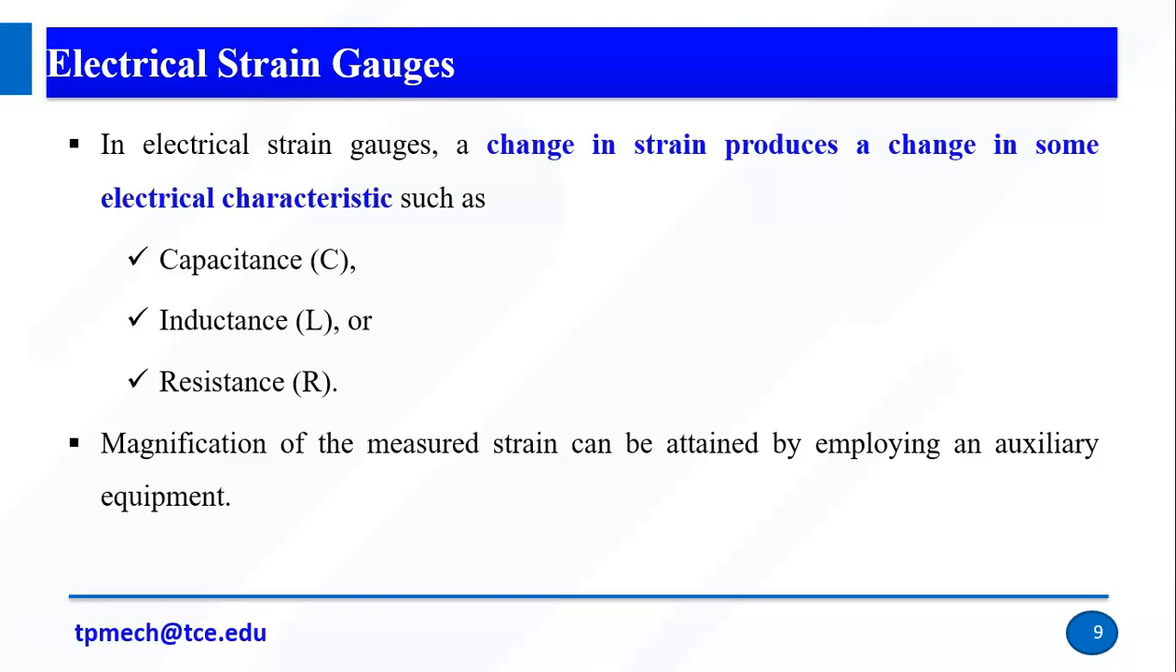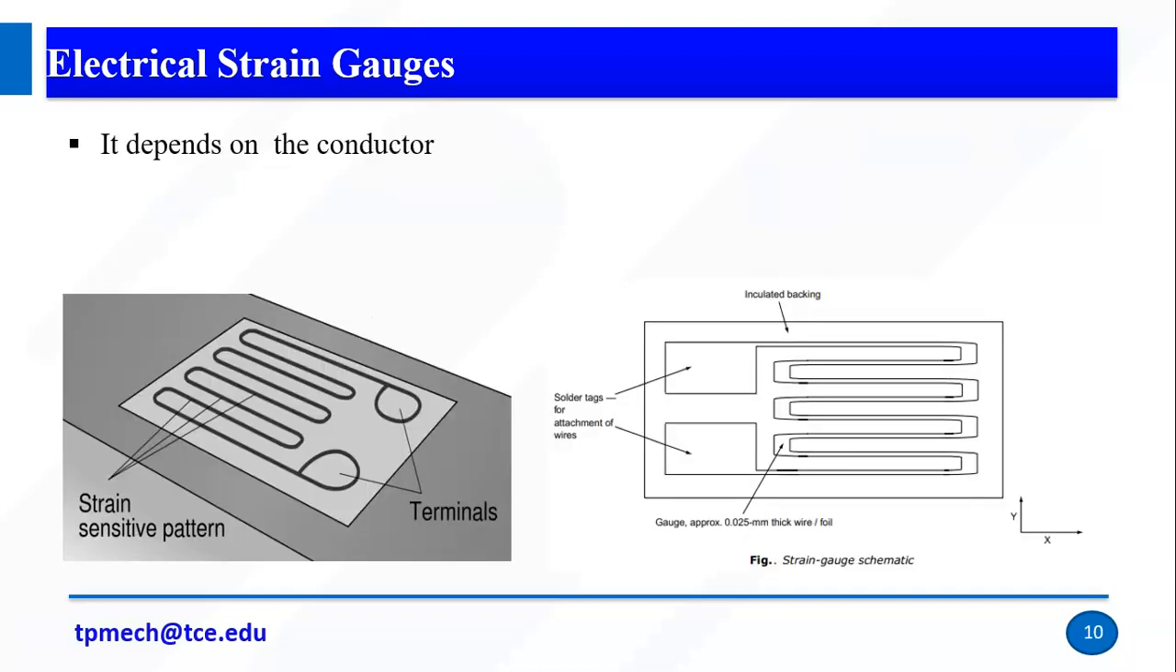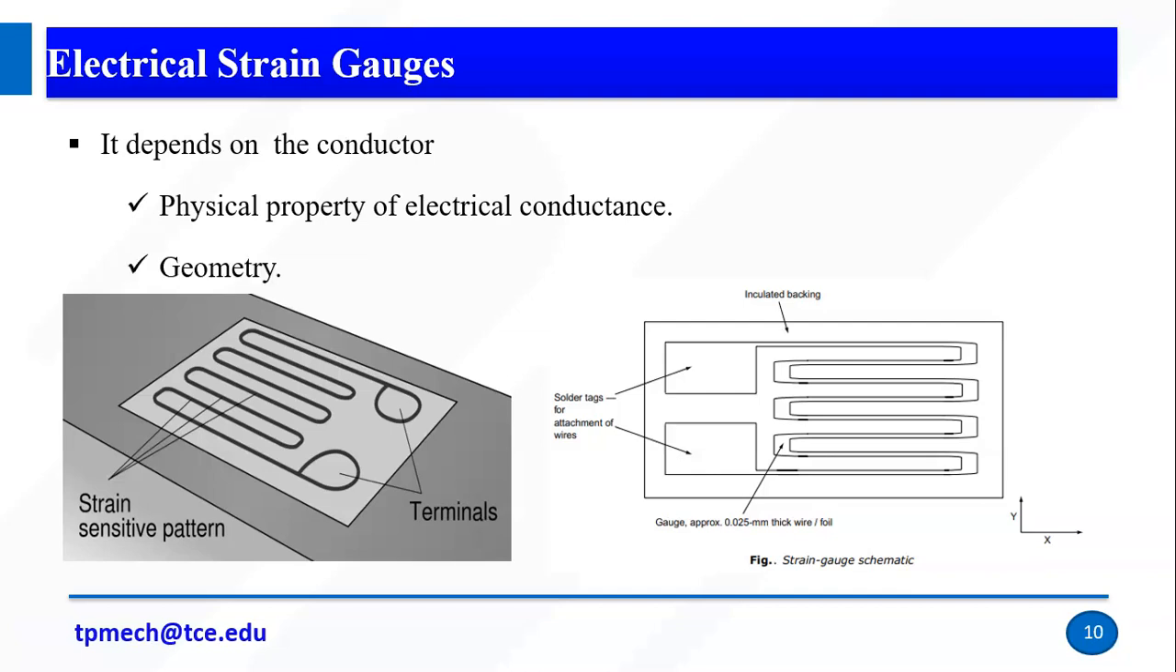Right. So the electrical strain gauge depends on the conductor. Again, the conductor should have electrical conductivity, should have electrical conduction. So it depends on the conductor: the physical property of electrical conductance and the geometry of the conductor. Mainly, the electrical strain gauge depends on the conductor. It depends on the electricity connection, because resistance changes and we measure the output voltage. So the conductor is based on the physical property of electrical conductors and the geometry of that particular material.